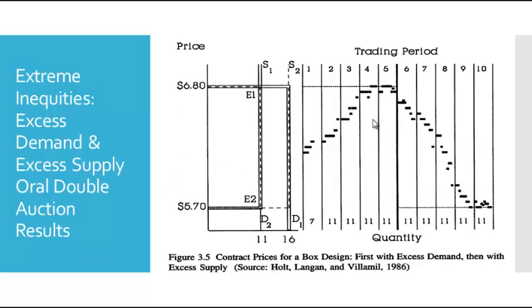So here is the first experiment. This has a box type supply and demand. In the first 5 periods, you have excess demand and short supply. So the equilibrium price is at $6.80, the upper flat line, and you can see that there are 11 units which are offered for sale at $5.70, and there are 16 units which are demanded at the value of $6.80. So both the demand and the supply are flat, but there are 5 units of excess demand.